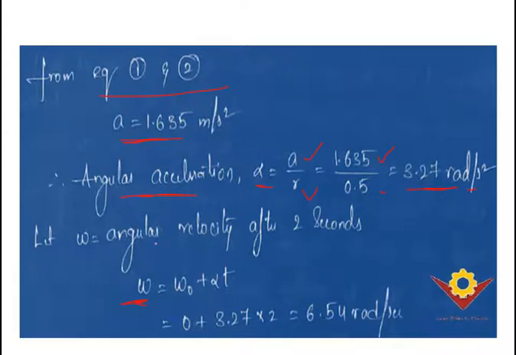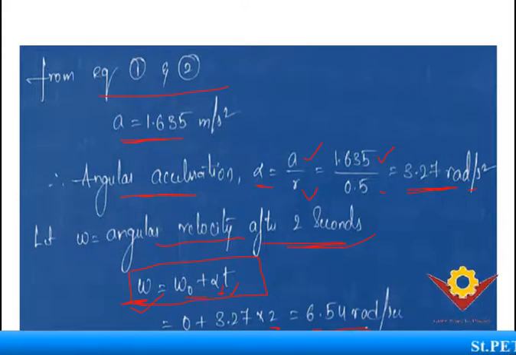And the angular velocity we require after 2 seconds, the time is given. So we have an equation to find the velocity: angular velocity equals initial angular velocity plus angular acceleration into time. The initial velocity is 0, the angular acceleration we just found is 3.27, and the time is 2 seconds. So finally, the angular velocity is 6.54 radians per second. This is the problem on rotation.